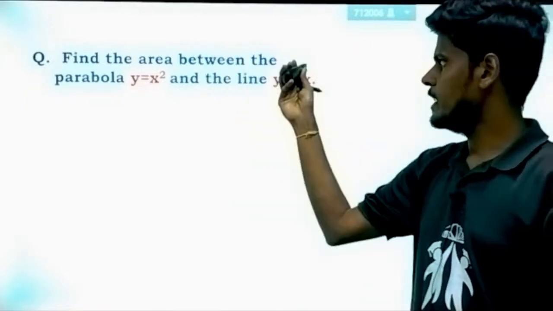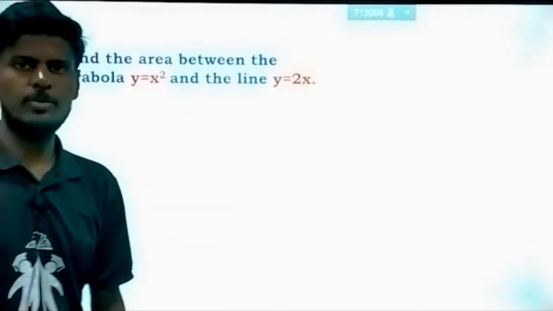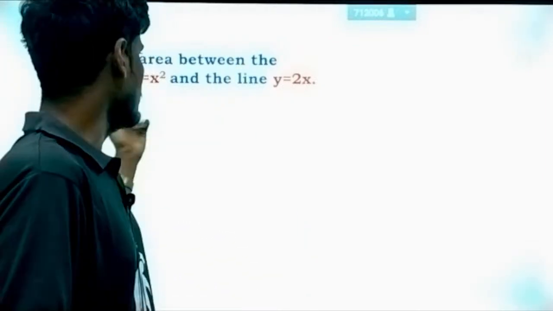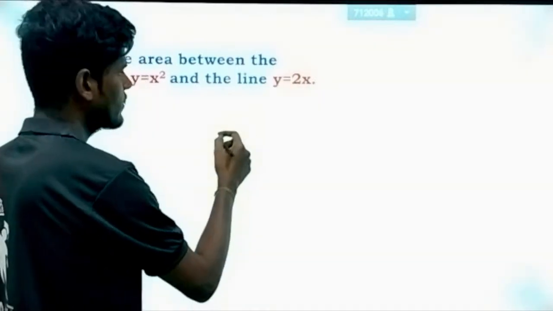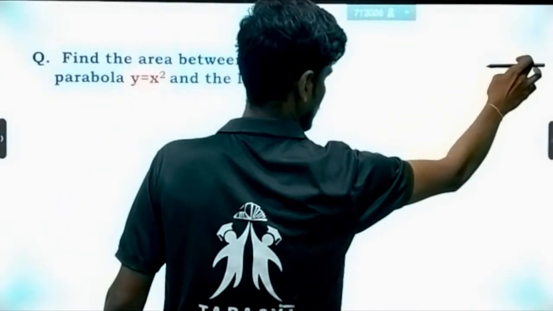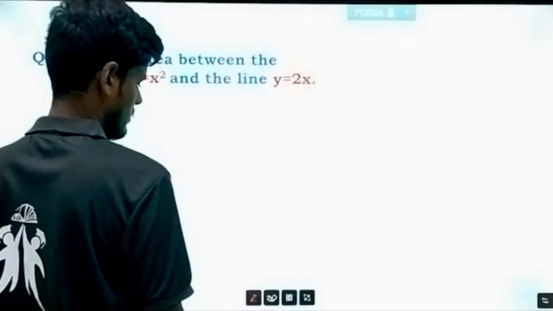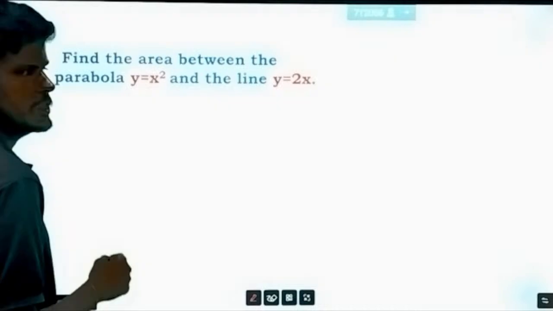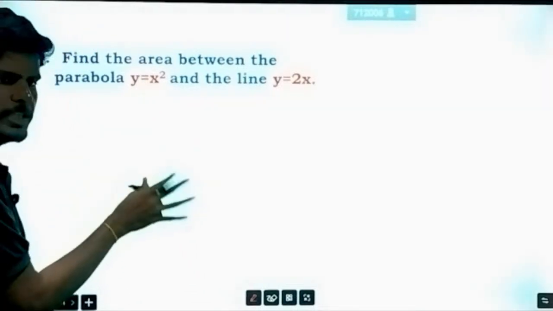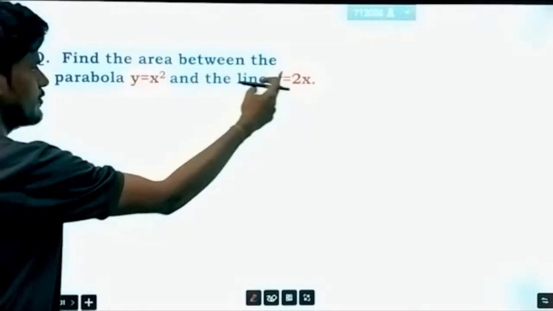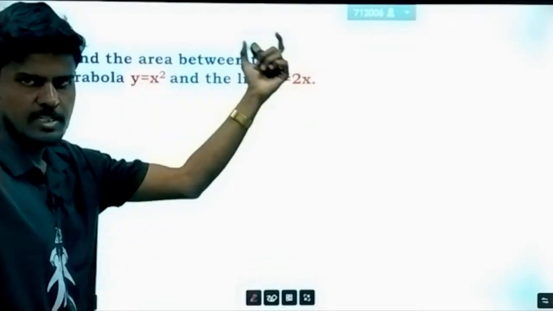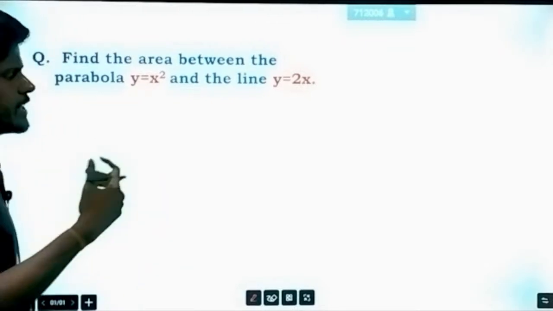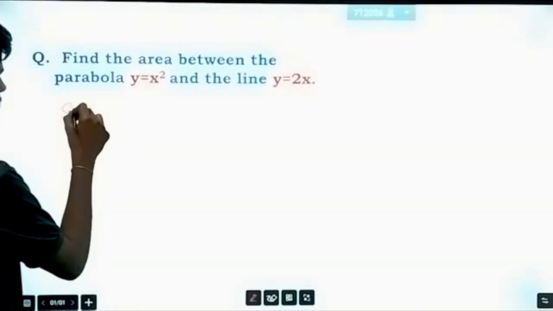Question is, find the area between the parabola y equal to x square and the straight line y equal to 2x. What is the first step? We always have to start with the graph of the question. We have two different curves. One is a straight line, y equal to 2x is a linear expression, that means it forms a straight line, and y equal to x square is a parabola. First step is to draw the graph of this curve.